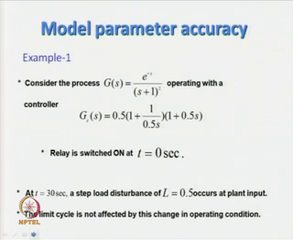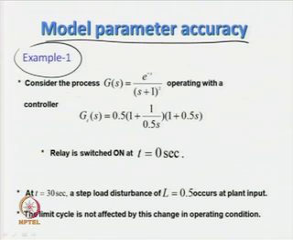Okay. Now, the model parameter accuracy will be described with the help of two examples. In the first example, we consider a plant with dynamics given as G(s) = e^(-s)/(s+1)^2, which is operating with a controller G_c(s) = 0.5(1 + 1/(0.5s))(1 + 0.5s).